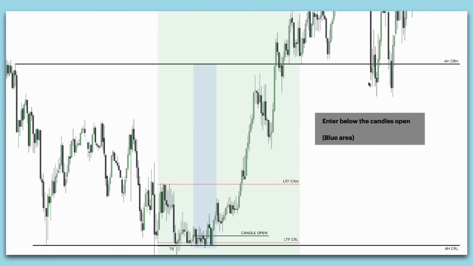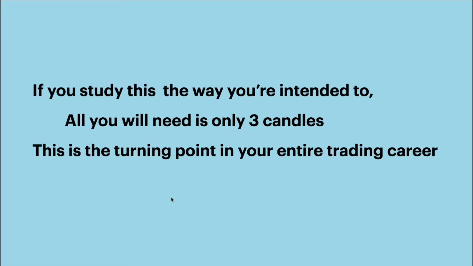Finally, on the 5-minute chart, you'll see the same idea. The candle opens, dips below the 1 hour range low, and you wait for the next candle to open. Buy below this open and aim for a long position, targeting the opposite end of the higher time frame range while taking partial profits at the midpoint. If you study this as intended, all you will ever need are 3 candles. This is the turning point in your trading career.